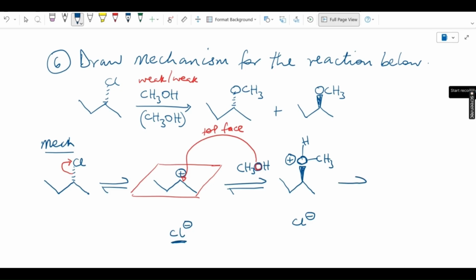Now, the next thing will be to get rid of the positive charge on that oxonium ion. To do that, we will use the solvent. The solvent also is methanol, so the methanol solvent will be acting as a base in this case. So this third step is deprotonation. It's an acid-base reaction in which the base will grab the proton, the bond here will break, and the excess electrons will go to the oxygen, thereby neutralizing the positive charge on that oxygen. And eventually we would have a product.